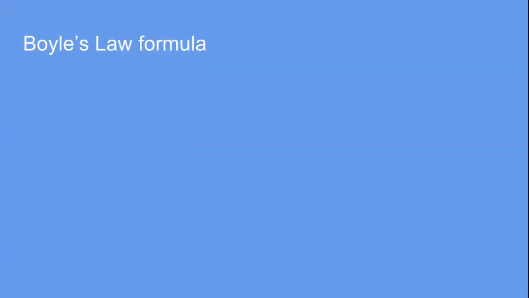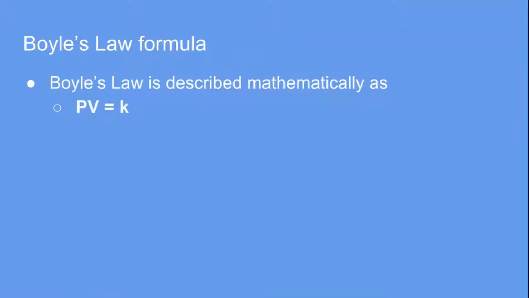The formula that we use for Boyle's law looks like this, where we have PV is equal to K. What these variables mean is that P stands for pressure, V is volume, and K is just a constant. So in our case, it will just be a result.